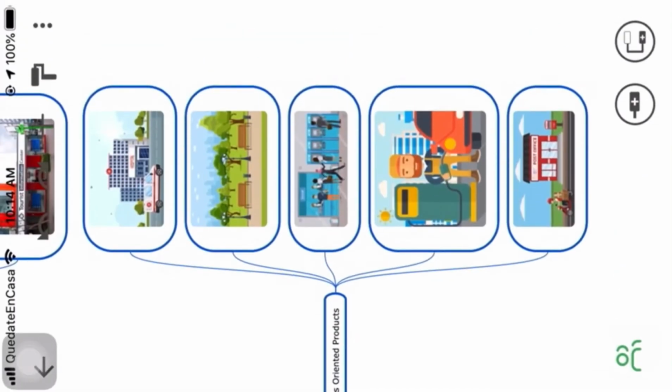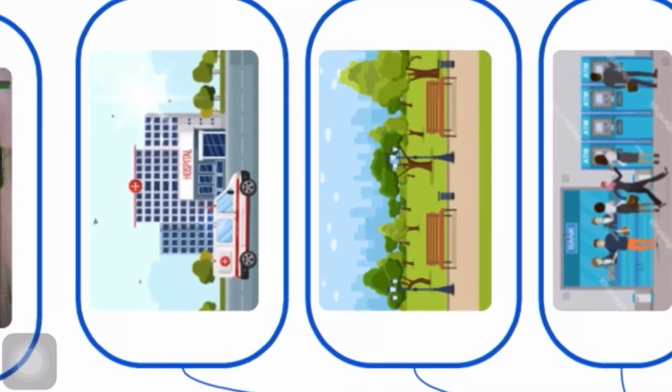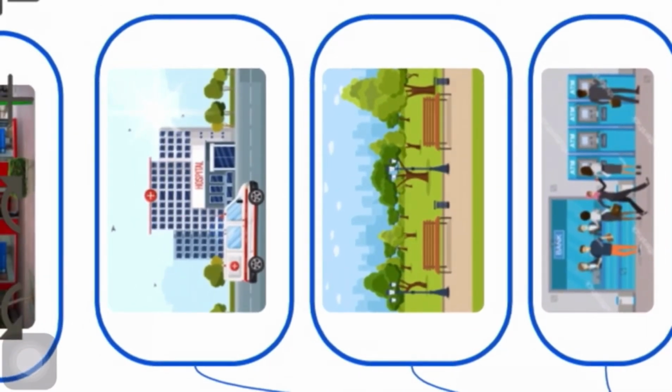In resident product, this is particularly for the locals. Here we got the hospital. In the hospital, if something went wrong, we can go immediately to the hospital. In the public park, we have the opportunity to stay with our family and hang out.